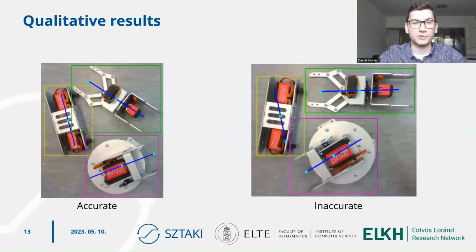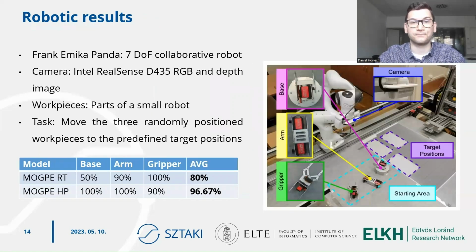And some qualitative results: on the left side, you can see an accurate example, and on the right side you can see an inaccurate example. As you can see on the right image, the orientation is a bit tilted from the optimal solution. And for the robotic result, we made a robotic experiment where we needed to pick and place these objects from the starting area to the target position, and we achieved 80% with the real-time version, and 96.67% with the high precision.